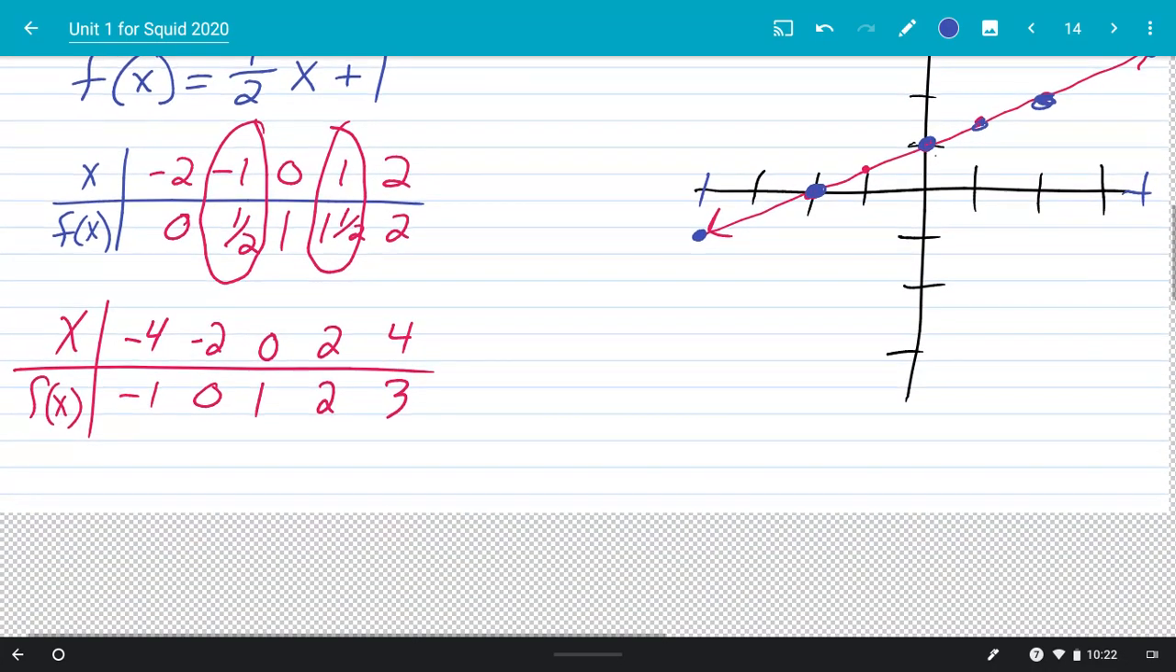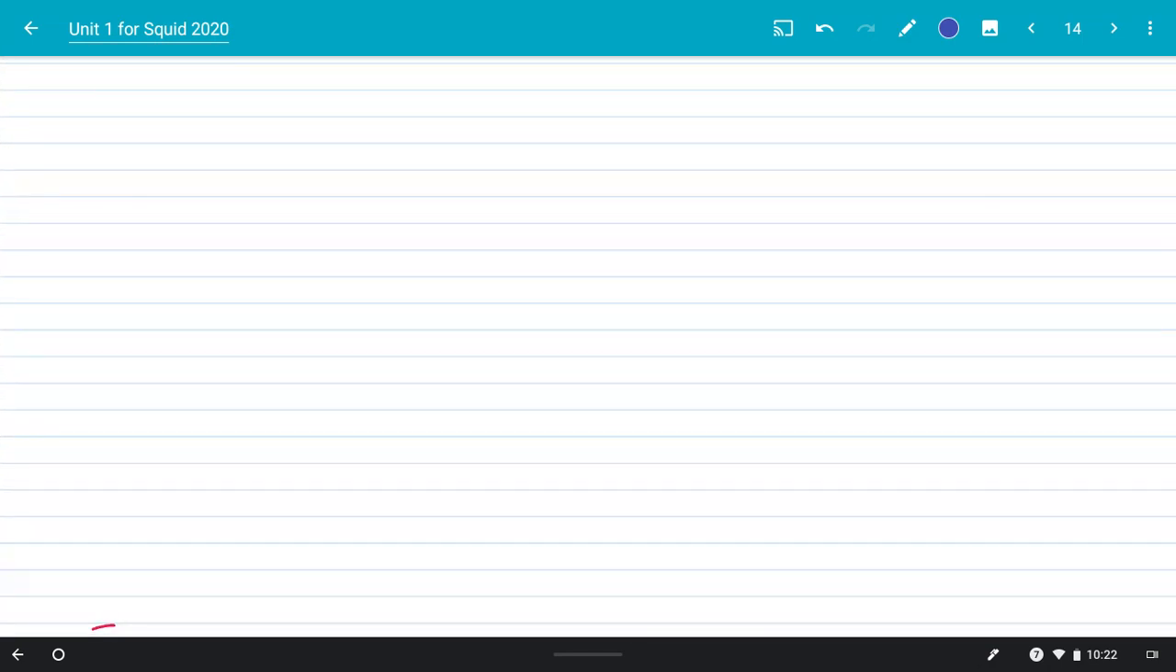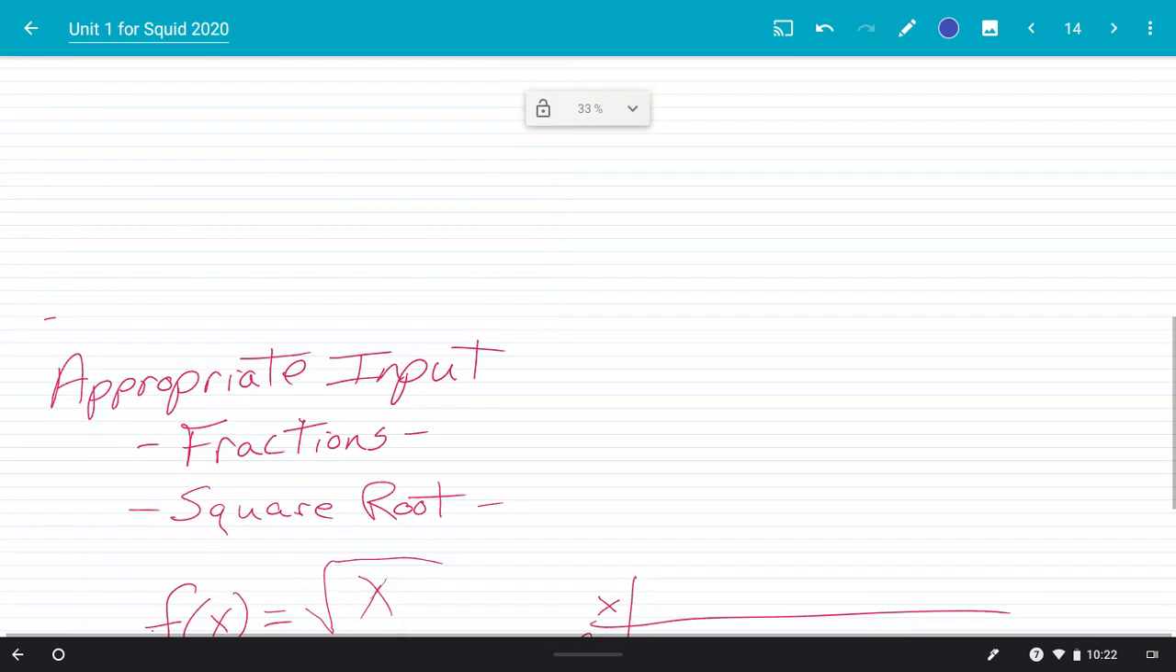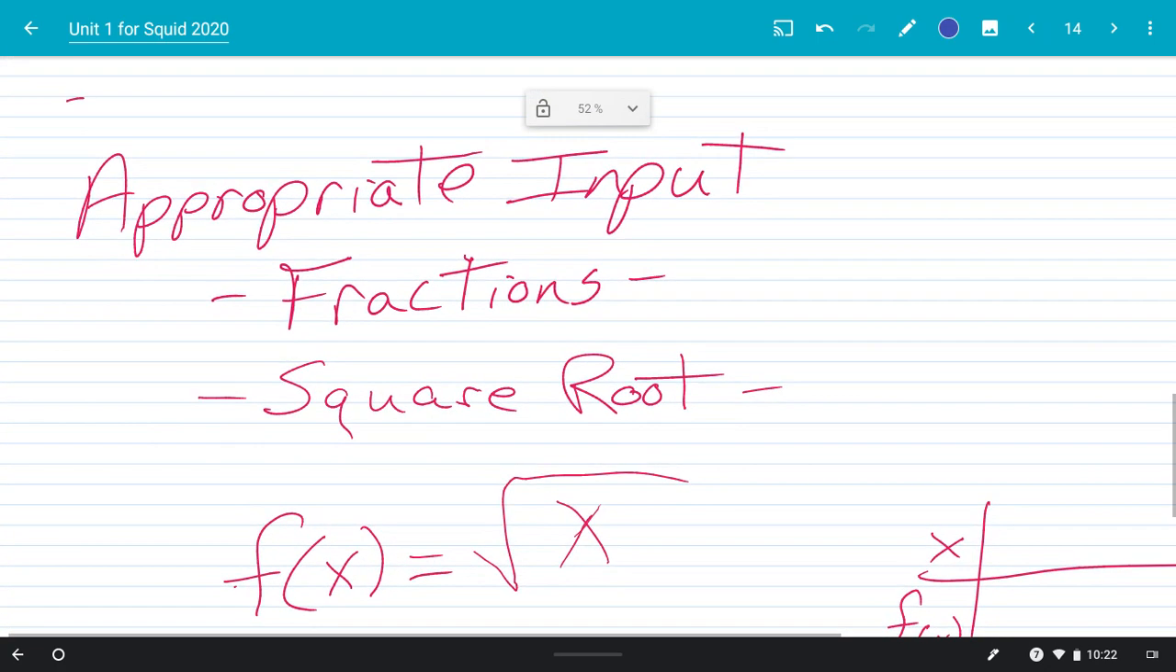Let me be a little bit more specific. Okay? You're going to deal with two types of problems today. One is fractions. Okay? Anytime you have a problem that has a fraction in it, the appropriate input that you need to work with is a multiple of the denominator.